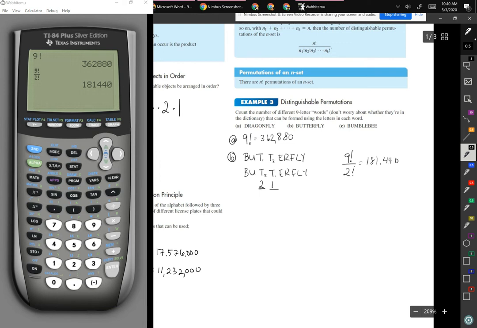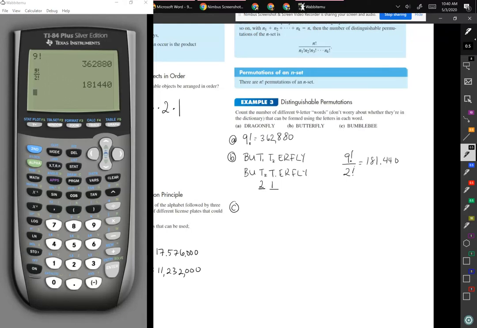Okay, let's go to C now. Same thing. Bumblebee could be bee bumble. It could be umble, beeb, right? However you want to rearrange these letters. There are tons of them, right? If you try to draw a tree diagram with it, it'd be nearly, well, in practice, impossible without a computer or something to do it for you.